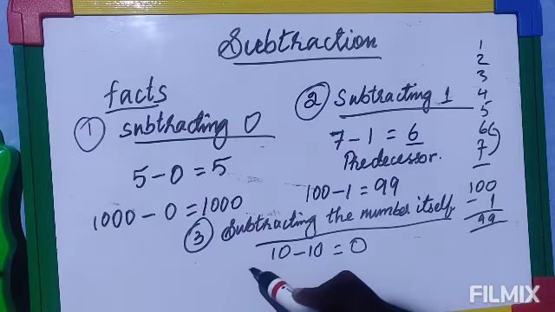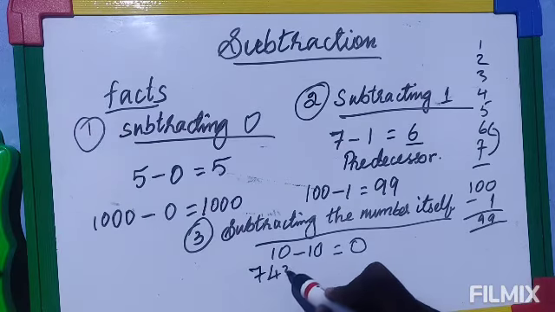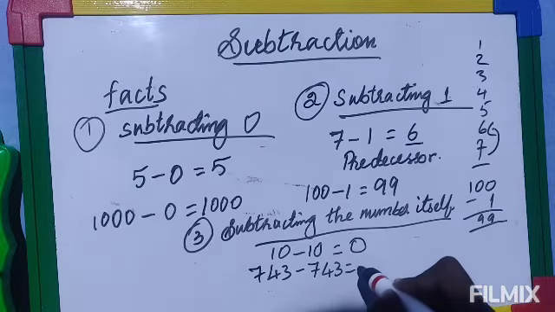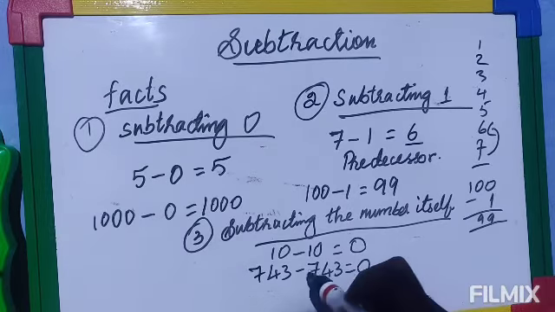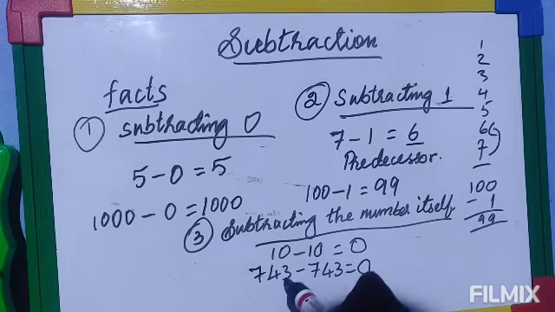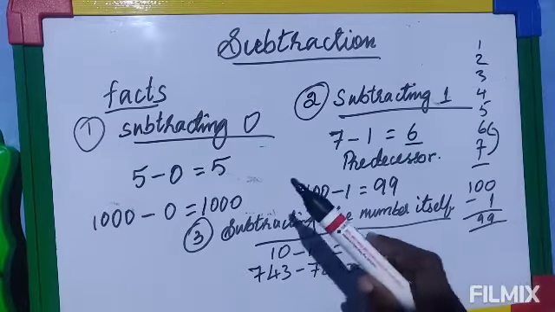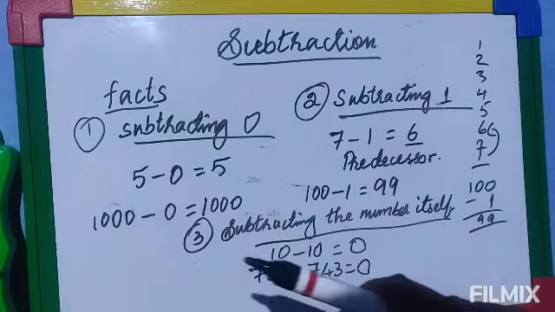Suppose the number is 743. From 743, if you minus 743, you will get 0 as the answer. So if you minus any number from itself, you will get 0. So remember the three facts. Once again I will tell.